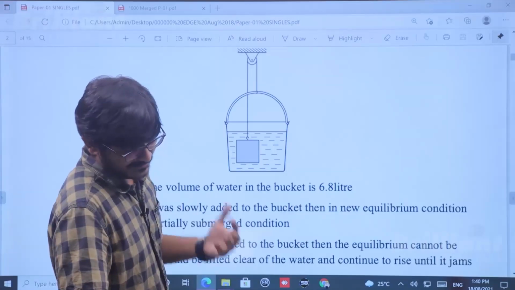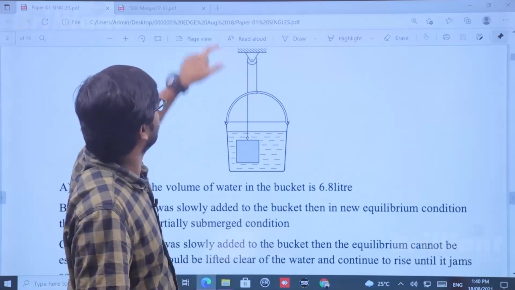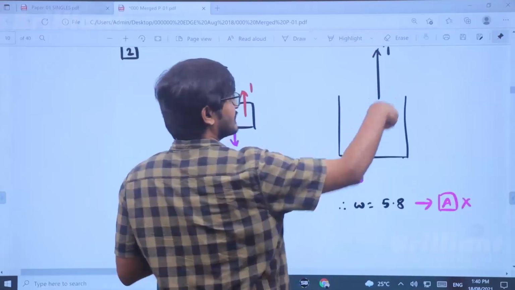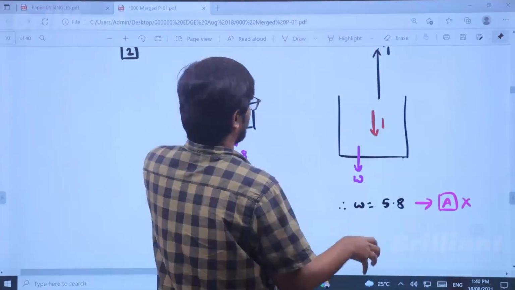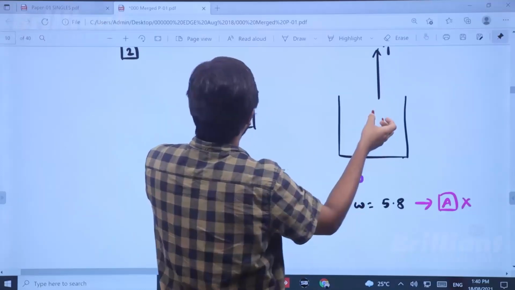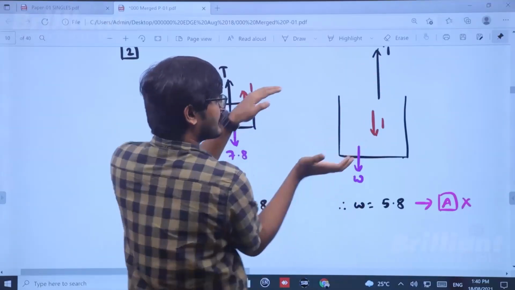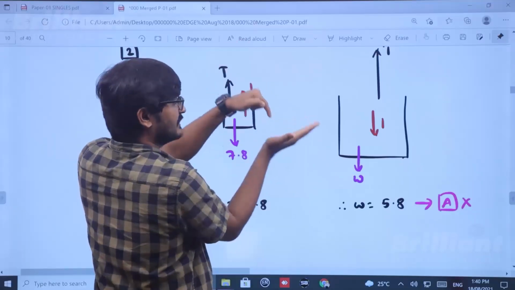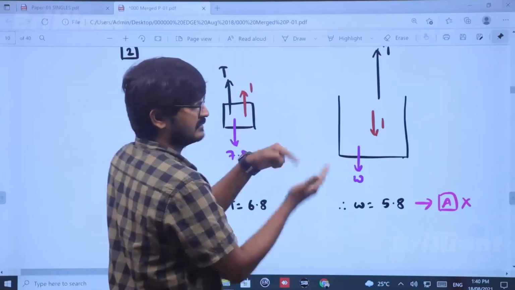Now if 1 liter of water was slowly removed from the bucket: if you are pouring water, what is happening? This is trying to go down and this is trying to go up. So if you remove water, what will happen? This will try to go down and this will try to go up, right? So when this is trying to go up and this is trying to go down, at some point of time they will be touching also, right?